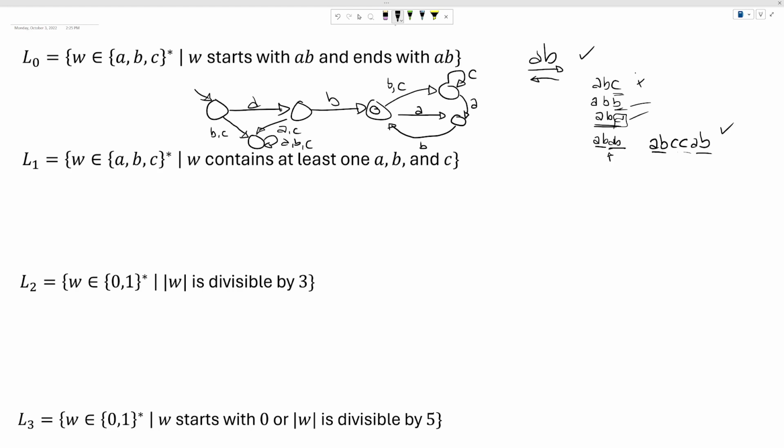Okay. Well, notice maybe when I'm here, I also want to be there if I get a B, right? I could put B's in there or C's in there. I can have any number of B's and C's in there. And then once I get the A, I want to get back out. Okay. There's another state that's unfinished here.